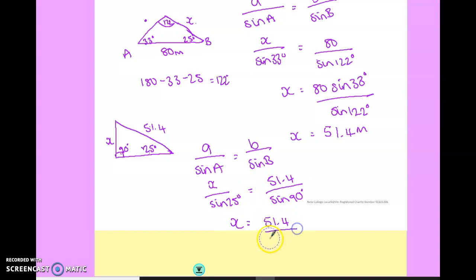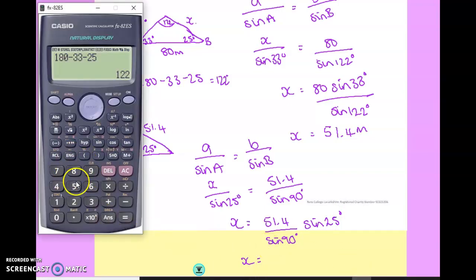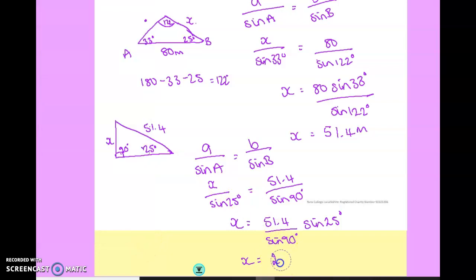We can keep it in. If you used SOHCAHTOA, if you just ignore the sine 90, this is what you would end up with, 51.4 times sine 25. Type that into a calculator. 51.4 divided by sine 90, just to show you this part, it's just going to equal 51.4 times sine 25. You can type that all into your calculator in one go. I just wanted to show you that sine 90 just becomes 1, so it's not important there. Which is 21.7, not centimetres, metres.